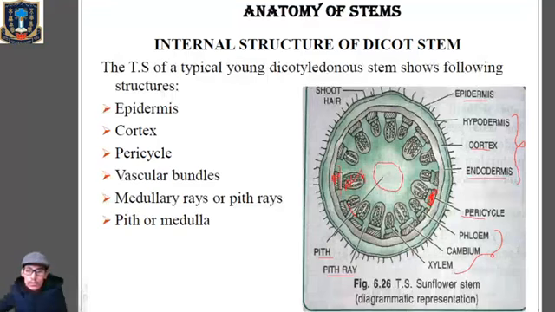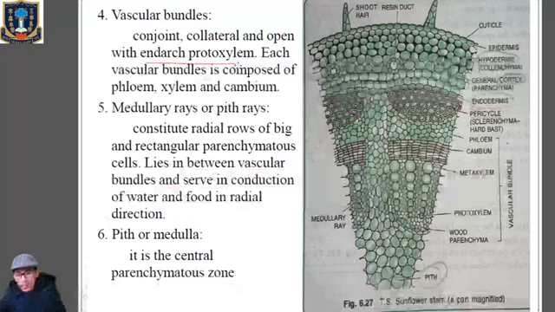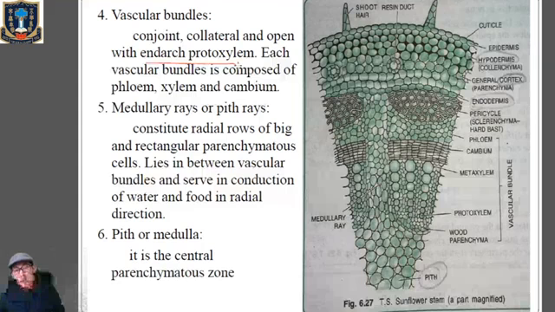Now the next term is endarch. What does endarch protoxylem mean? If you remember, we have learnt about the exarch case, where protoxylem was present outside and metaxylem was present on the inner side. But here, in case of endarch protoxylem, the protoxylem will be present towards the inner side and the metaxylem will be towards the periphery, or towards the outer side. So it is called endarch protoxylem. It's just the opposite of the exarch vascular bundle. So we have learned that the vascular bundles are conjoint, collateral, open, and they have got endarch protoxylem.